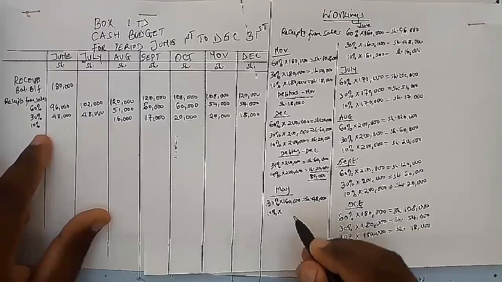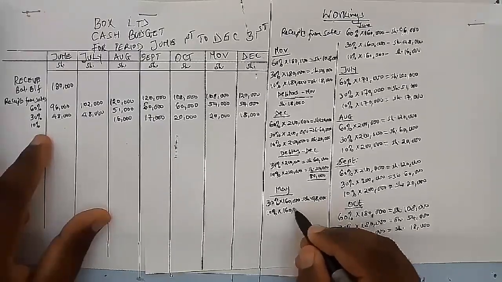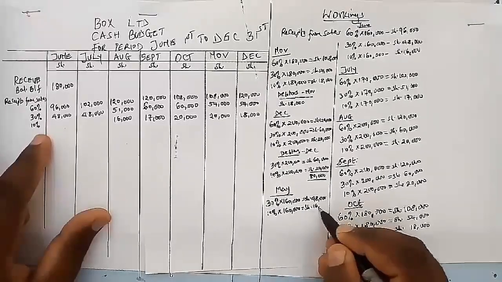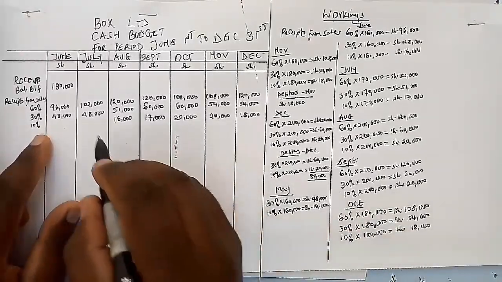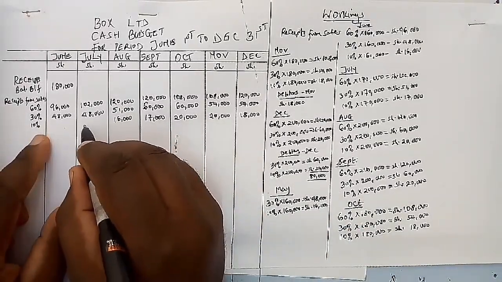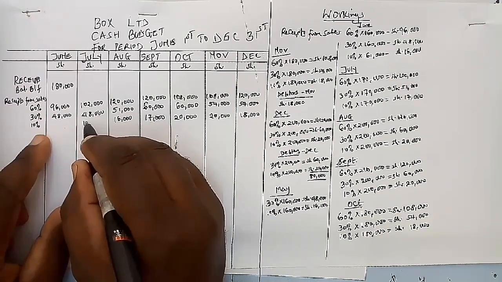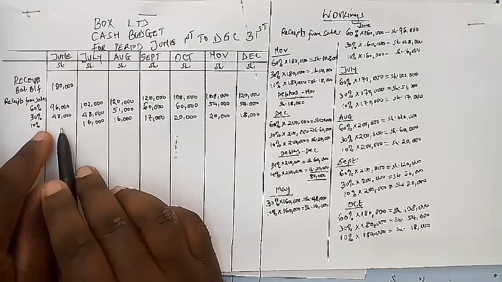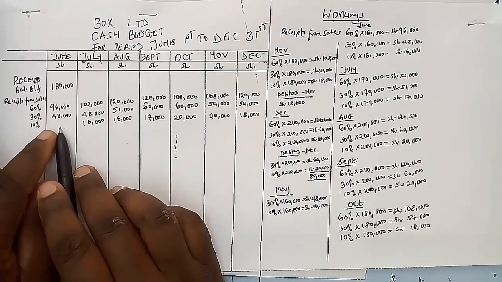The 10% of May will be received 2 months after. So the 2 months after, 16,000 will be received the month of July. So we record here 16,000. So we have been left with one gap here.